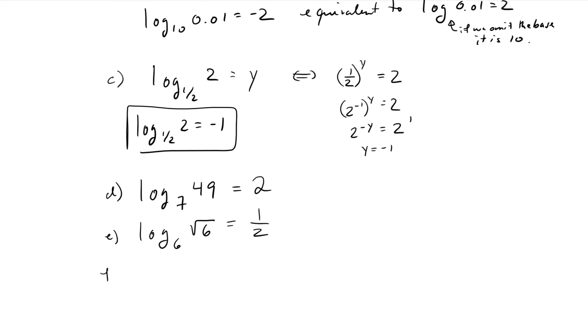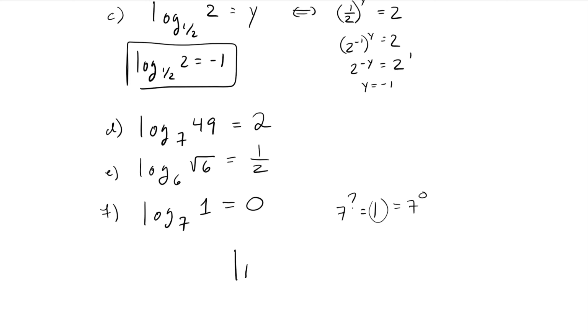And maybe a very trivial one, log in base 7 of 1. So here it's asking 7 to the what is equal to 1. Can you figure that one out? So I need to express 1 as a power of 7. So this is 7 to the 0. So it's 0. And in fact, 7 is nothing special. So we can actually frame this: log in base b of 1 is always going to be 0.